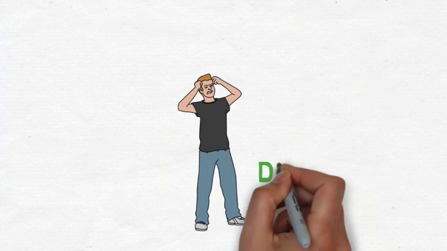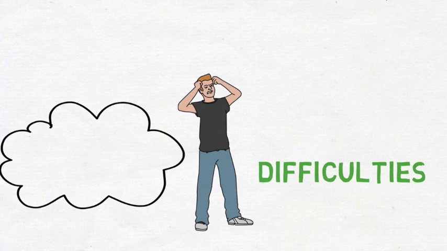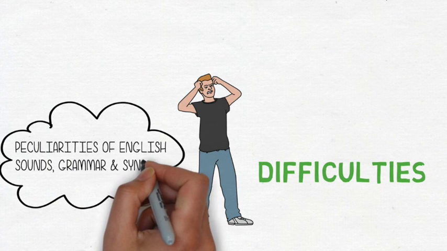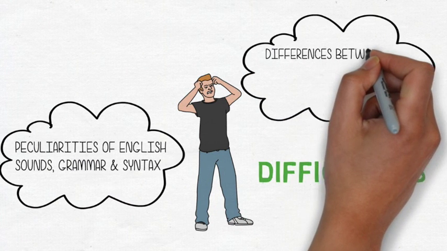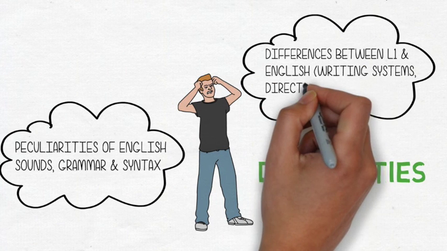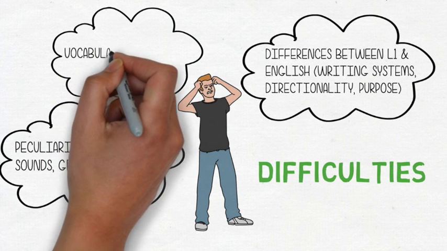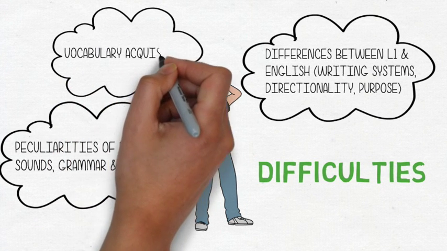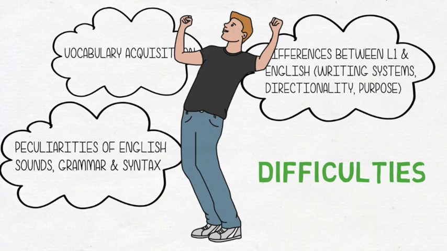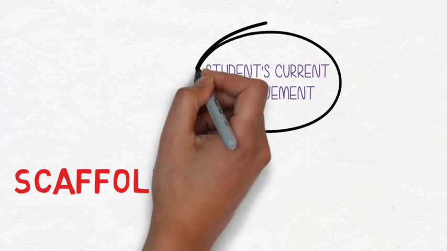Throughout these stages, students are likely to encounter difficulties in learning English, including the peculiarities of English sounds, grammar and syntax, the differences between English and their first language, including different writing systems, directionality, and purposes for writing, and the acquisition of the vocabulary they need to express themselves in a variety of contexts. However, we can help our students to overcome these difficulties by scaffolding their learning and supporting them within their zones of proximal development.